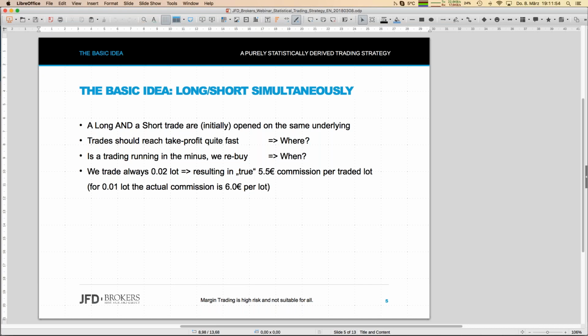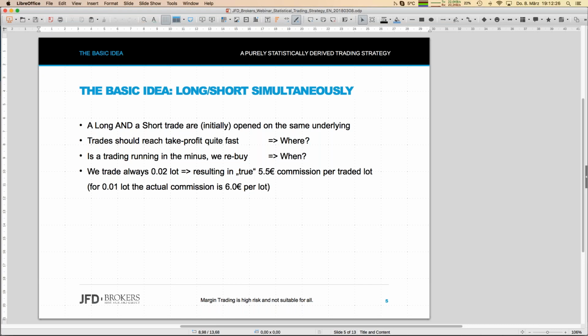You know that we have a standard commission of 5.5 euros per traded lot, but unfortunately not if you go for the smallest unit, which is 0.01 lot. Because then you will see you have a commission of 0.06 euros, so 6 cents. And since that strategy suffers from any costs like commission and spreads, we have really to do the optimum.